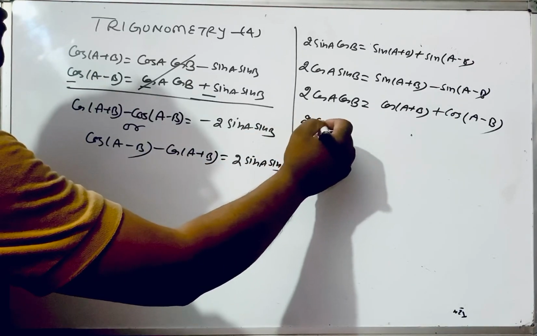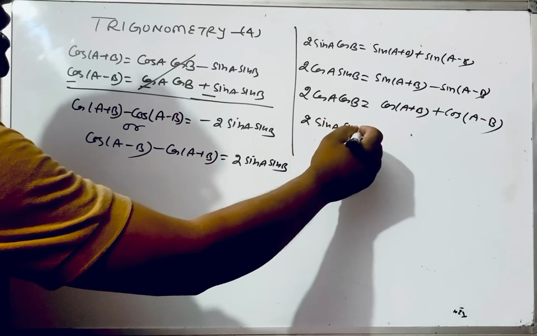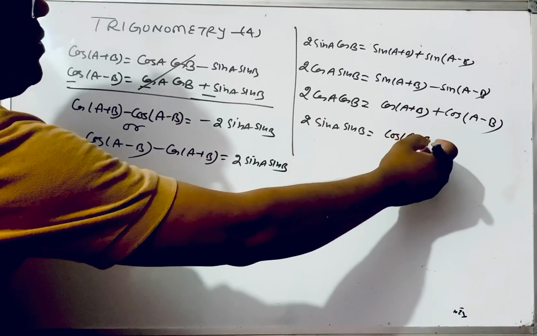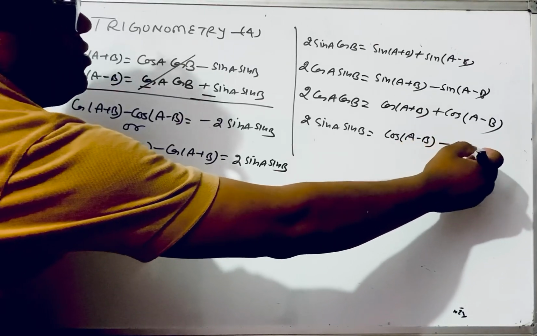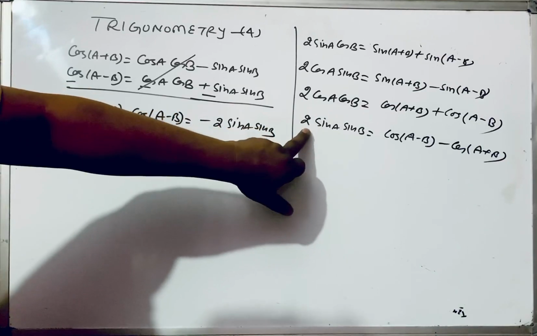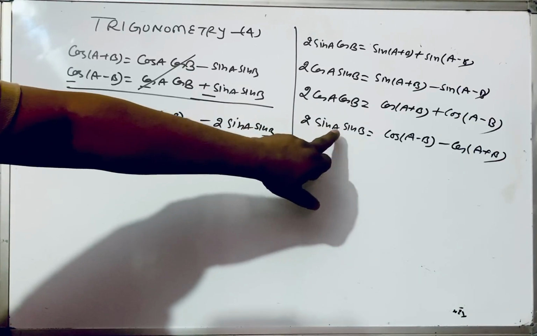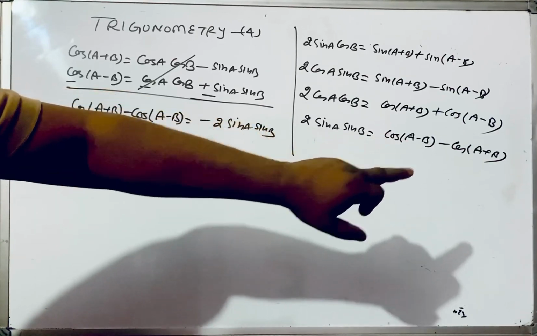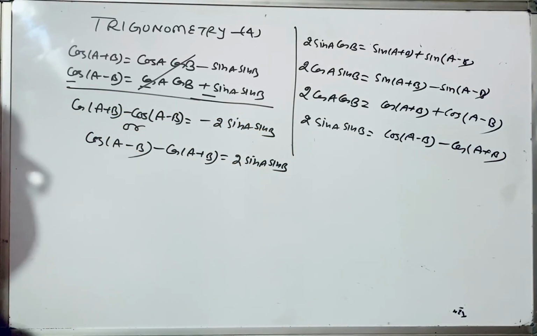Then formula of 2 sin A sin B is equal to cos(A−B) − cos(A+B). Formula of 2 sin A sin B is equal to cos(A−B) − cos(A+B).